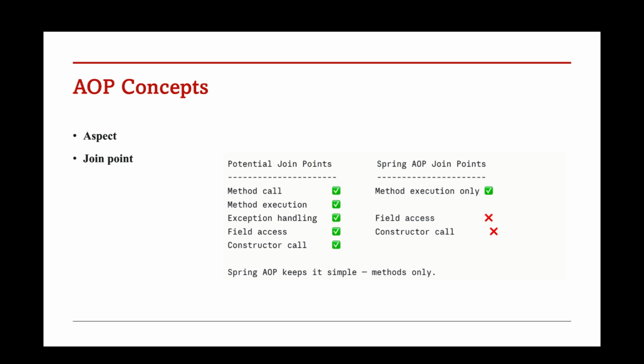Every time a method runs, that is a join point. Create employee runs, that is a join point. Process order runs, that is a join point. Validate user runs, that is a join point.